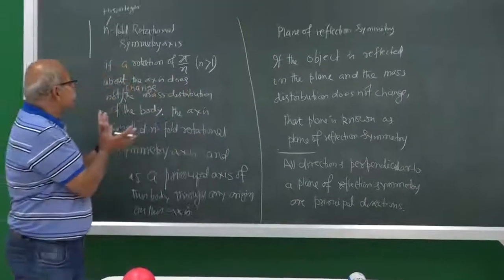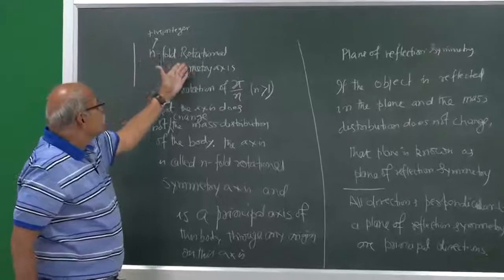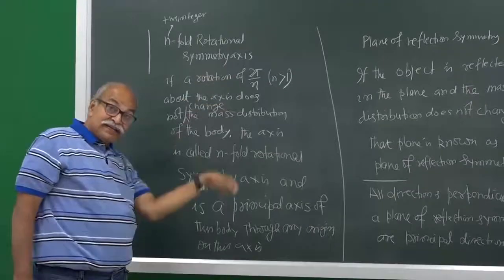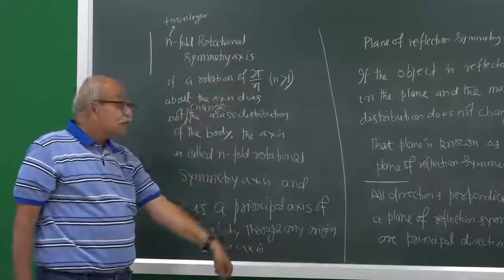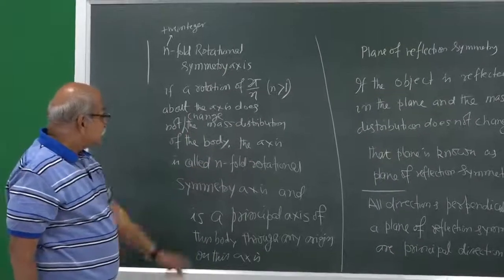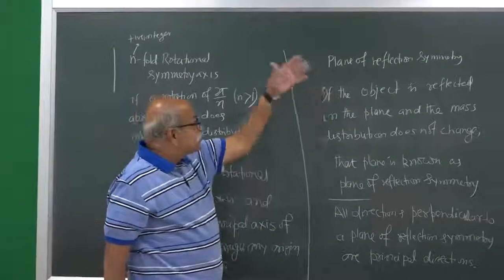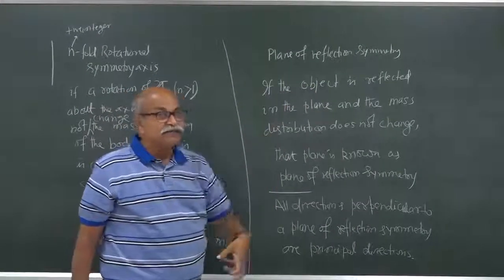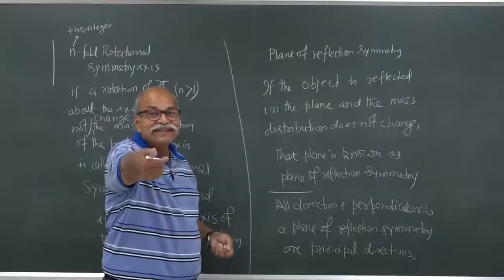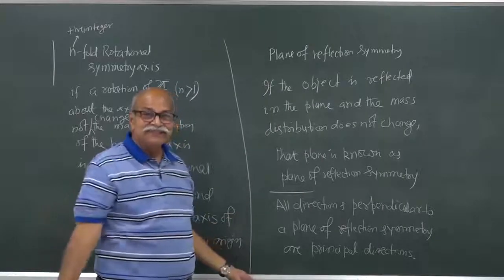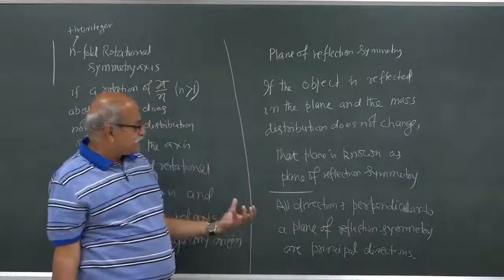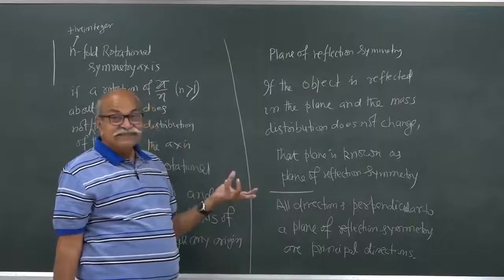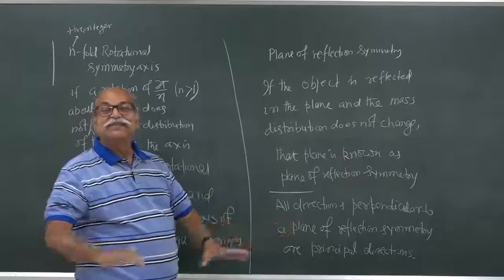So if you can find an n-fold rotational symmetry axis, n greater than 1, that will be a principal axis. Through all the points, origin can be taken anywhere on that particular line, that will be principal axis. If you can find a plane of reflection symmetry, then also it is very simple. Any point you take on that plane and draw a perpendicular line, that will be principal axis. So you can identify the principal axis easily if such symmetries exist, and if you can, then you can write your equations which take very simple form.